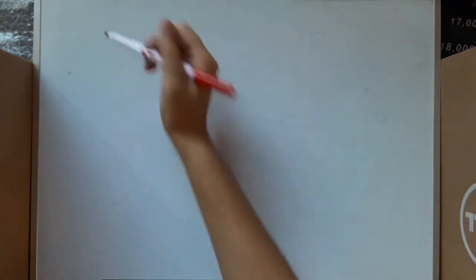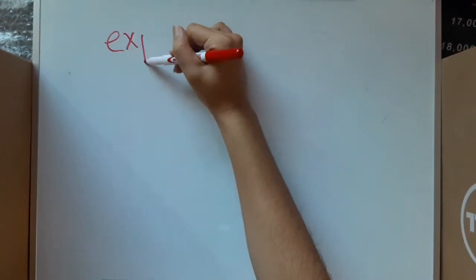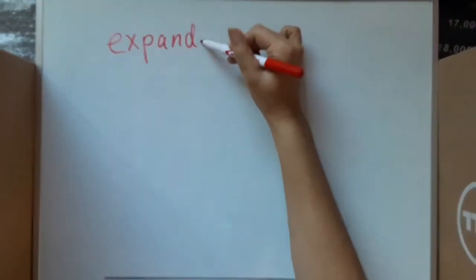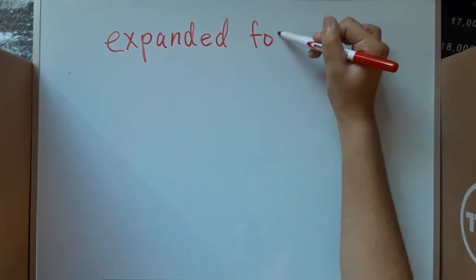Hey Mathwits! Today we're going to learn how to do double-digit multiplication. Before we get into double-digit multiplication, there's one concept that we can learn that makes it a lot easier. It's called expanded form. E X P A N D E D F O R M.